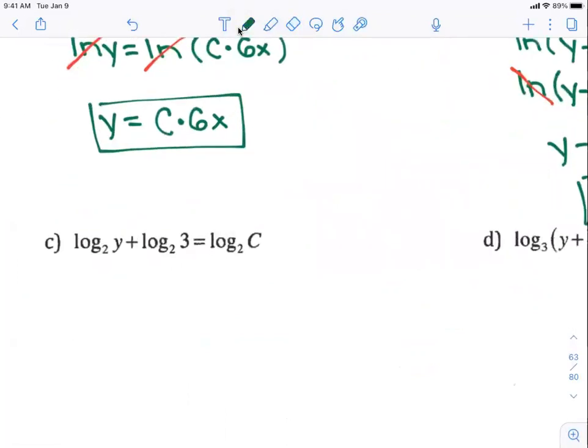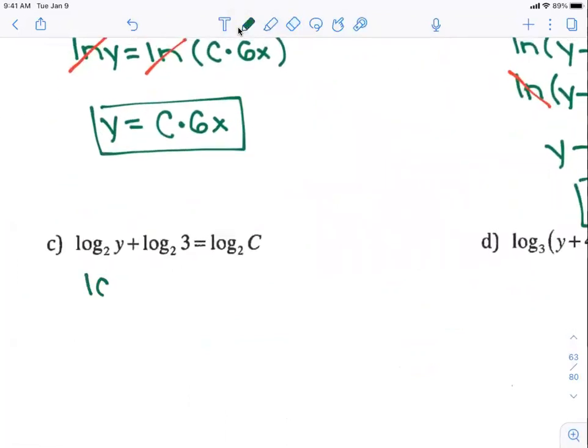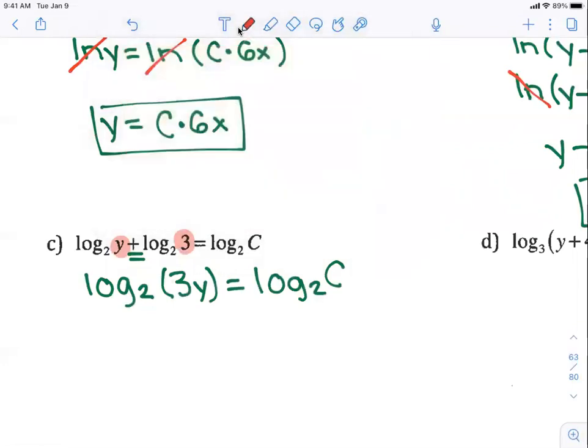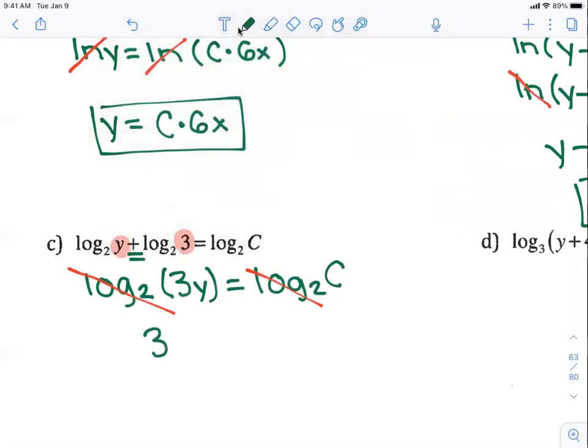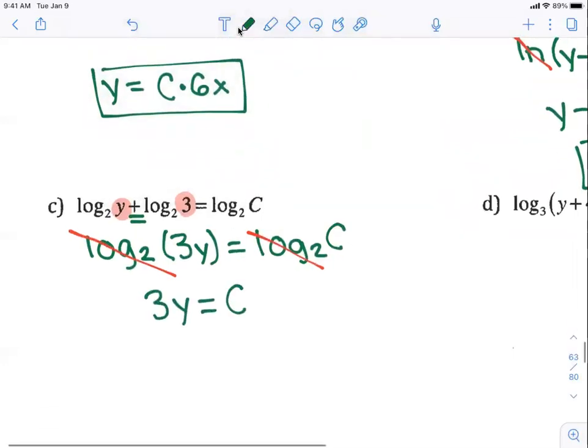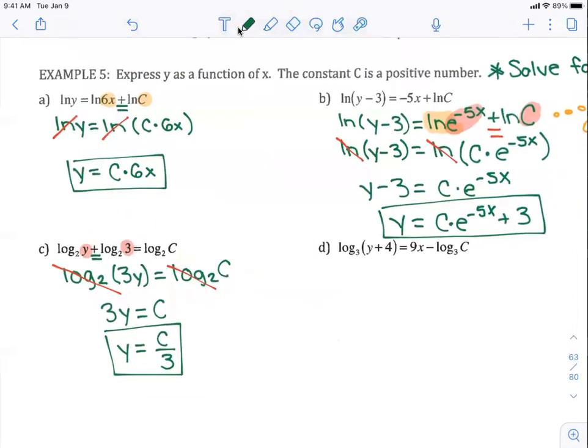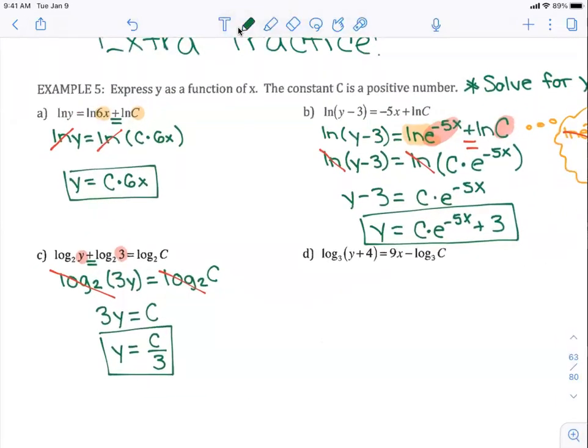Okay, for this one, notice that they're all log base 2. So I'm first going to condense the left side, log base 2. Since I'm adding here, that means that y and that 3 I can turn into multiplication. That's 3y. Now that I have log base 2 isolated on each side, the log base 2's can cancel. So that's going to give me 3y is equal to c. I'm going to solve for y by dividing by 3 on each side. So my equation is y equals c over 3. That's the easier one to do. That's like A. A and C are very similar.